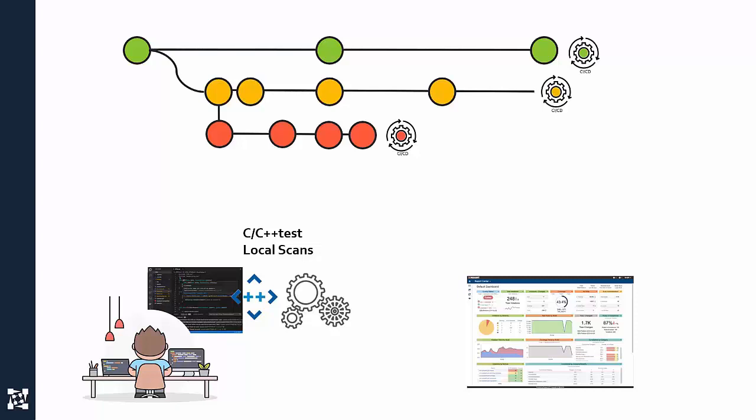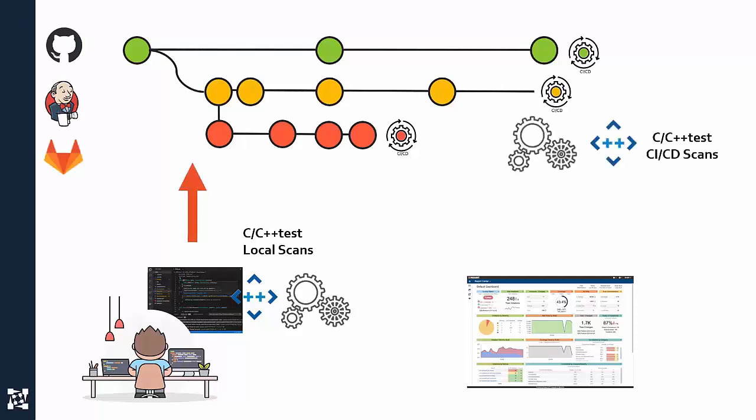Once the code is tested locally, it is committed to the repository, which triggers the CI/CD pipeline, where C++test performs extensive scans to check if the integrated code satisfies the quality and compliance requirements. If quality or compliance requirements are not met, C++test will break the build. Then the CI/CD testing results are delivered back to the developers for remediation through the CI/CD platform's web interface or via Parasoft DTP, our web-based reporting and test data analytics system.